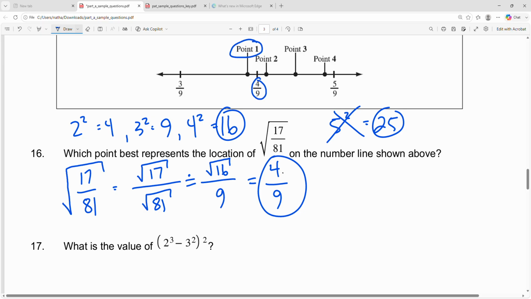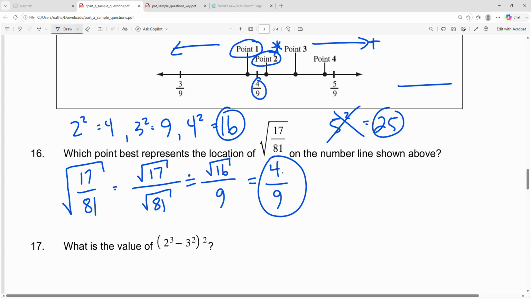Uh-oh, I've got 2 points. Point number 1 is close, and point number 2 is also close. But which side? This is more positive, right? This is going to be bigger, and numbers going this way are smaller. So am I to the right of 4/9 or to the left of 4/9? Well, we're estimating that this is close to 16, but is 17 bigger or smaller than 16? It's bigger. So that means our answer is also going to be bigger. So it's got to be here. So it's going to be point number 2.